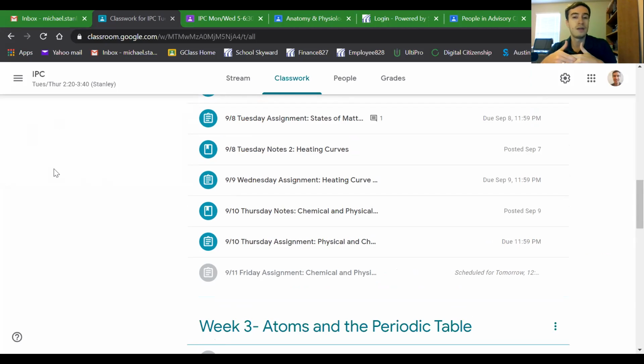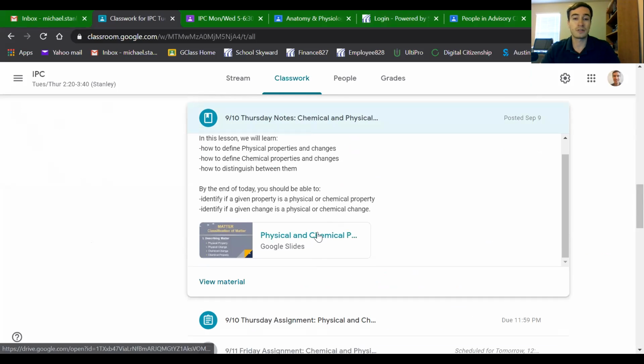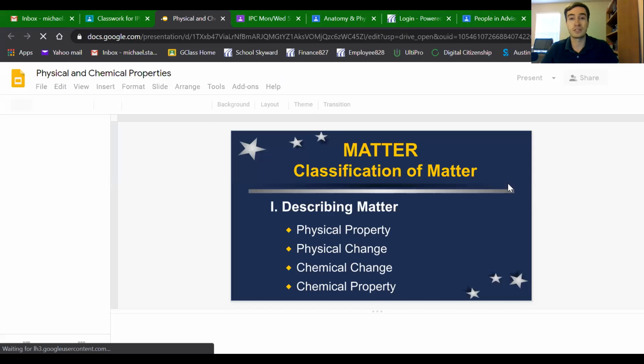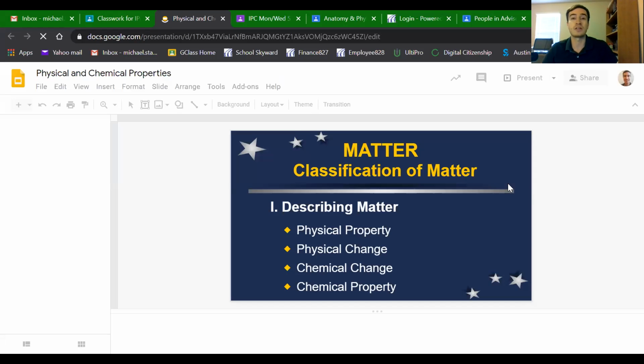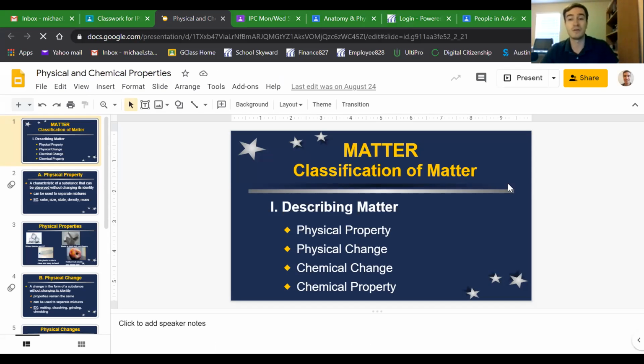So today we're going to be shifting gears a little bit, still talking about matter, but instead of just talking about properties of solids, liquids, and gases, we're going to be talking about all the different kinds of characteristics of matter. And we're going to describe what the differences are between different types of properties and changes for this matter.